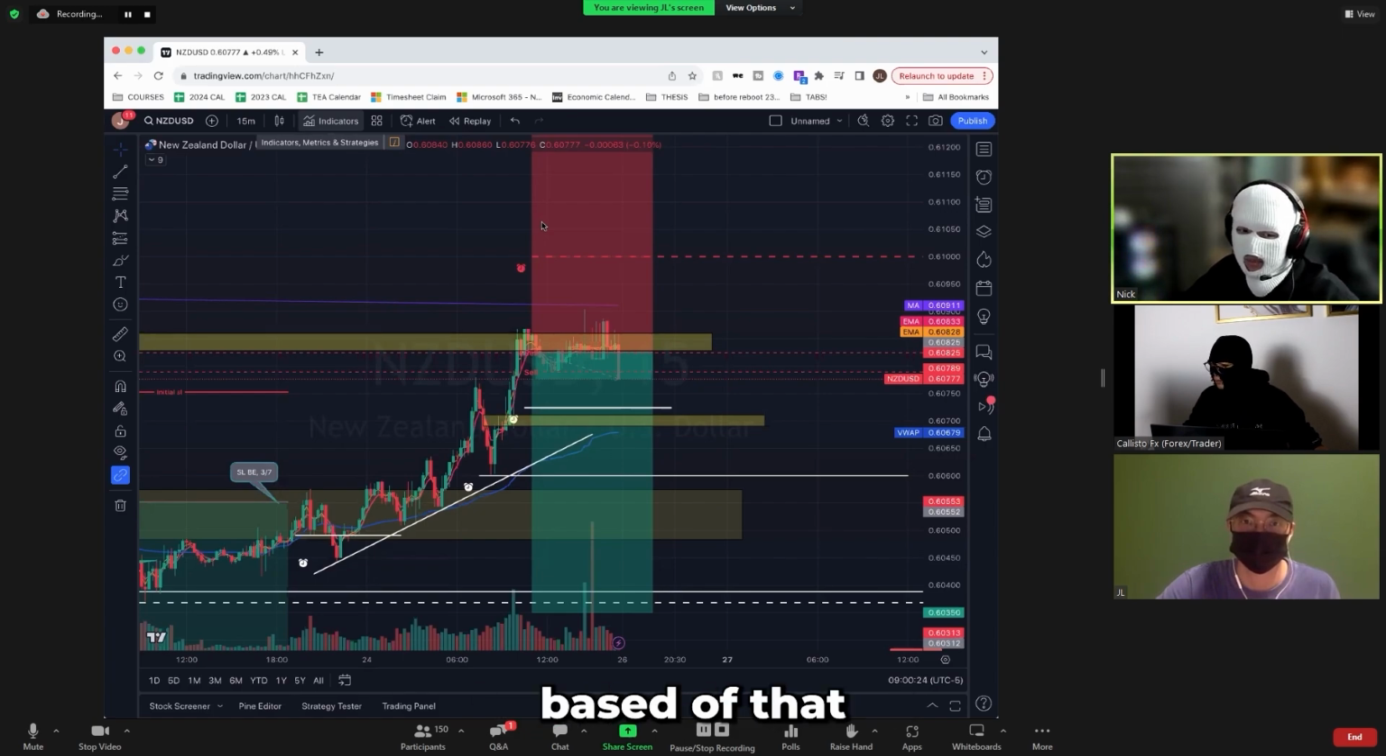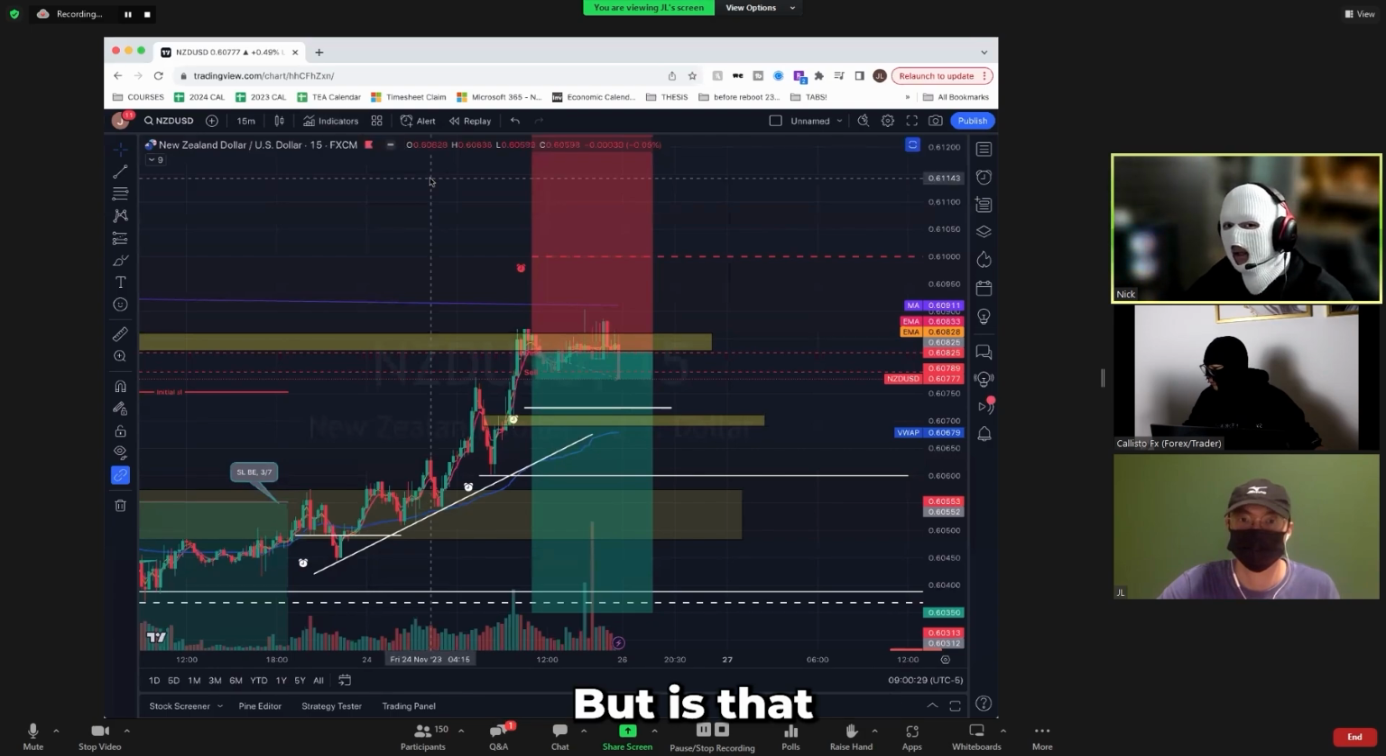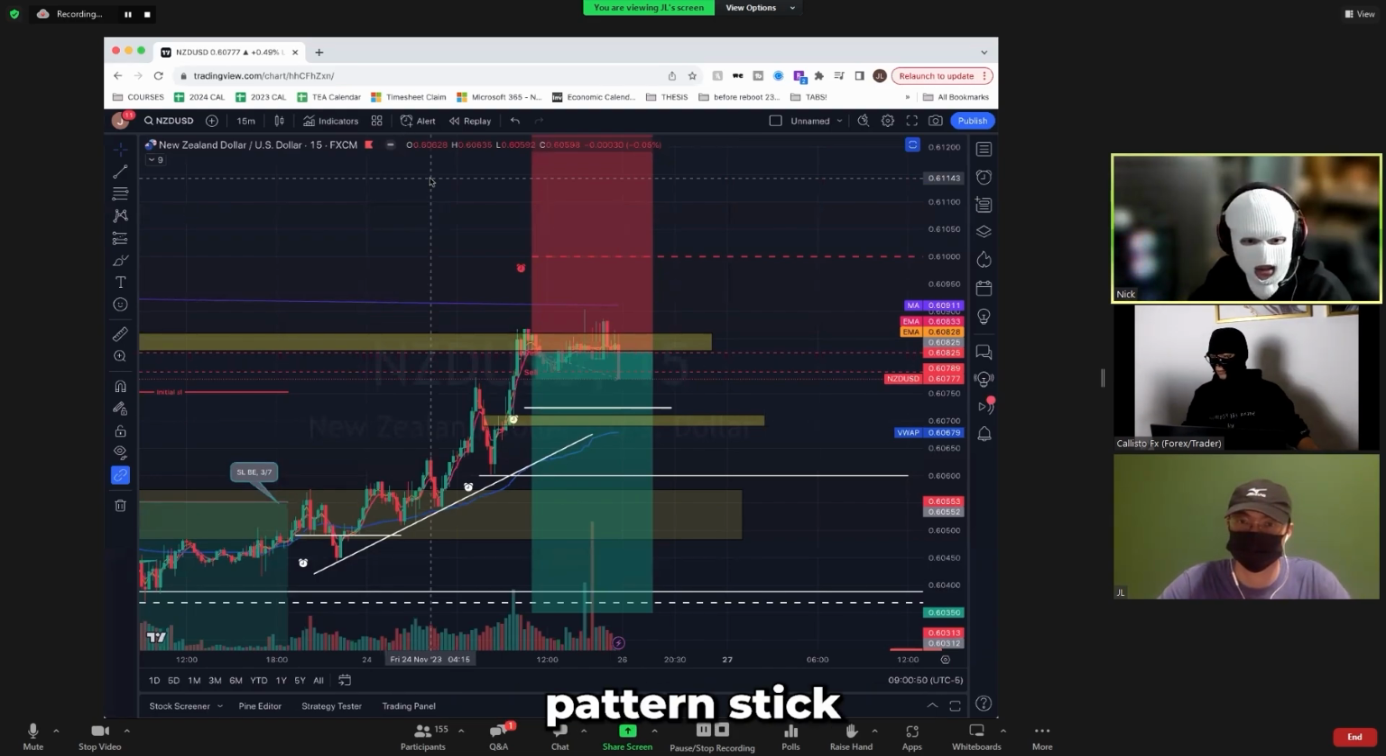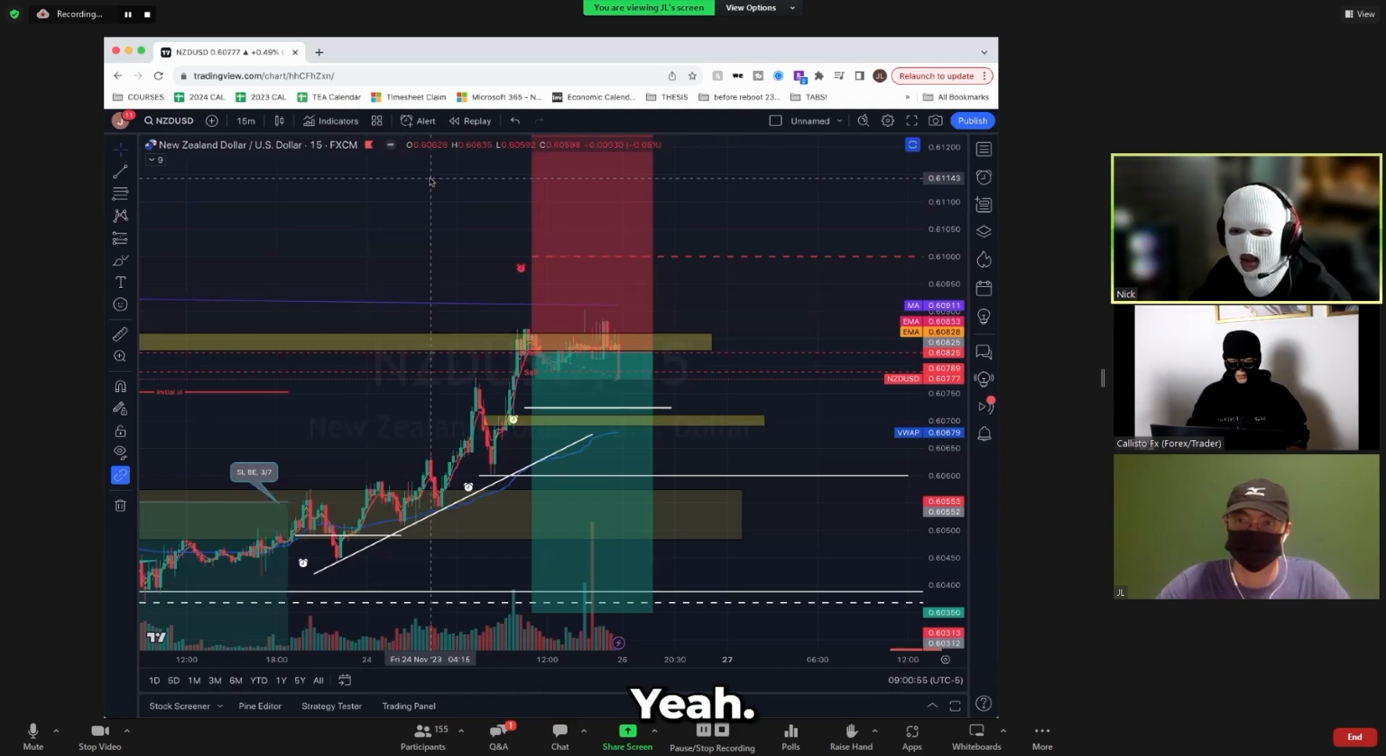So right now you're just entering based off that bearish candle, which is fine, right? It is still a valid one, but is that part of your strategy? Is that part of your confirmation entry criteria? What is your entry criteria actually? Is it going to be a doji? Is it going to be an engulfing candle? Is it going to be a 3 candle pattern? Yeah. So which one is it?